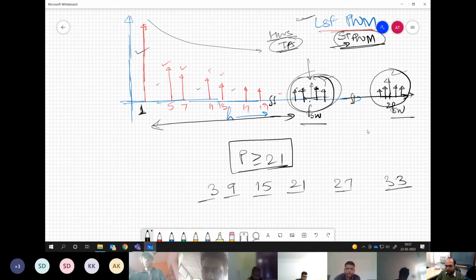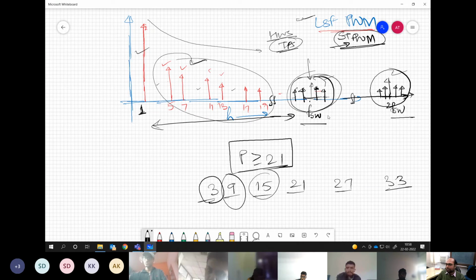To ensure that we are getting this kind of spectrum, our pulse number should be high. But what is the definition of high? Certainly if you have a pulse number of 3, you are going to see this kind of spectrum rather than this. Even for 9, you will have this kind of spectrum. 15 could be somewhere in between.